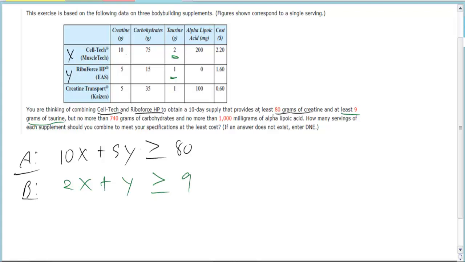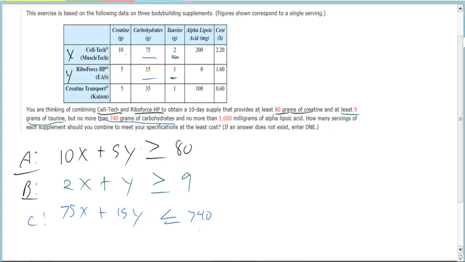Now on to C, if there is a C. It says we want no more than 740 grams of carbs, so this is going to be a carb equation. No more than, so less than or equal to 740. How many carbs do each of these have? 75 carbs in X and 15 carbs in Y. I wrote 7 wrong, let me fix that. There we go, so there's that equation.